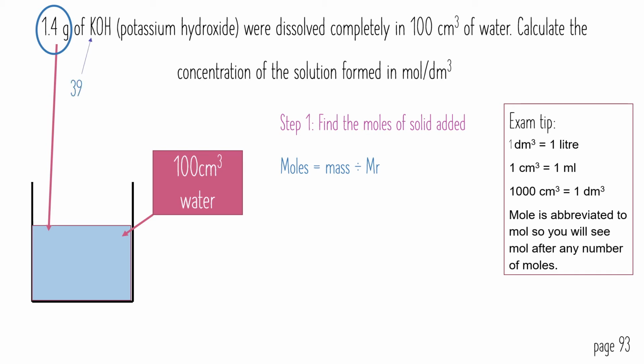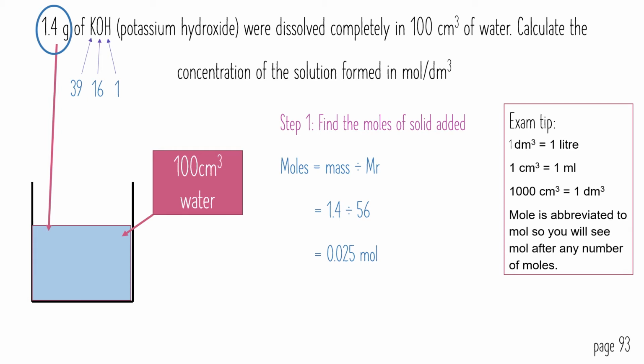And the MR is going to be the mass numbers of potassium hydroxide added up. So potassium has a mass number of 39. Remember, you find this on the periodic table. Oxygen has a mass number of 16, and hydrogen has a mass number of 1. So we add them up, and that gets us the MR. So our next line in our calculation is 1.4 divided by 56, because 39 plus 16 plus 1 gives us 56. Do that calculation, and you find the moles of potassium hydroxide added were 0.025 mol, because there's our units. Okay, so that's step 1.